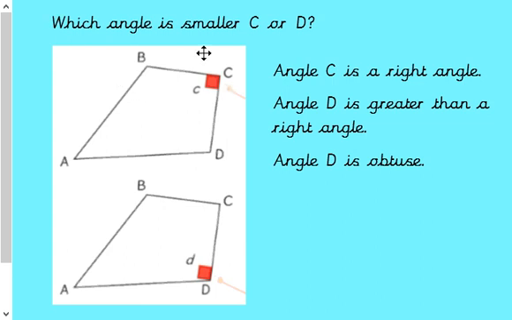Next question: which angle is greater or smaller? Is it angle C or angle D? Well, angle C, we can see clearly, is a right angle. If we were to put the corner of our paper up against that angle, it would fit exactly. Angle D is just slightly bigger than a right angle. You can see the right angle line would be there, and D is slightly bigger. So we would say that angle D is obtuse.